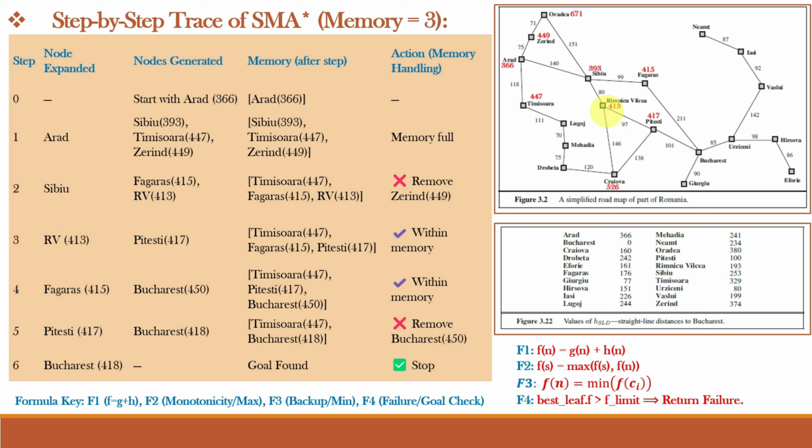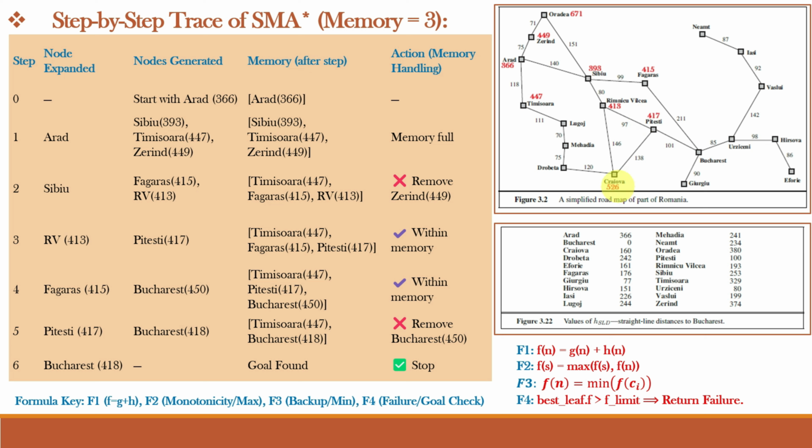Rimnicu Vilcea has two children, Pitesti and Craiova. The G cost for Pitesti is equal to 140 plus 80 plus 97, which is equal to 317, and the heuristic for Pitesti is 100. So using this formula, f of Pitesti is equal to 317 plus 100, which is equal to 417. Using formula F2, the maximum of 413, 417 is 417. So Pitesti gets value 417.